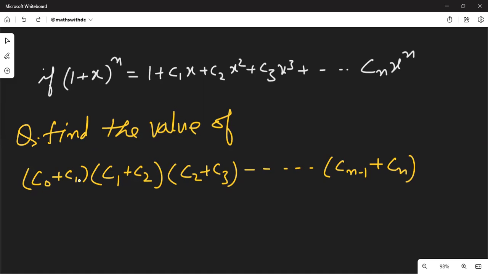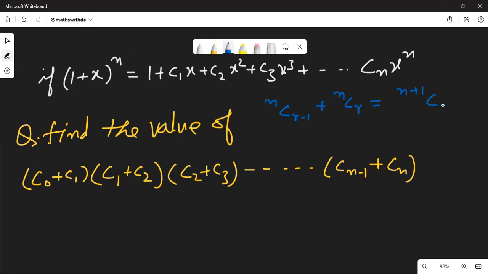They're asking C0 plus C1, then C1 plus C2, and C2 plus C3. Yes, does it remind you of the theorem of the type? If we could write that theorem first. That theorem is nCr minus 1 plus nCr is equal to n plus 1 Cr. Yes, this is a theorem.